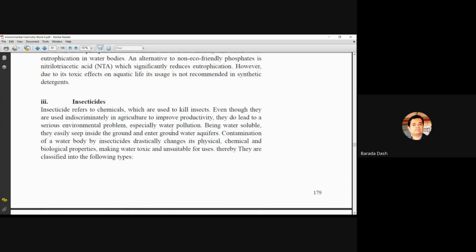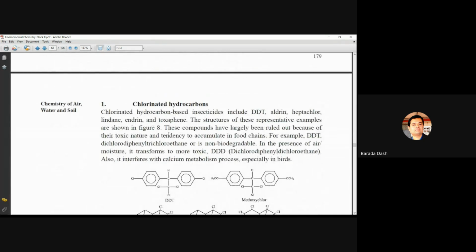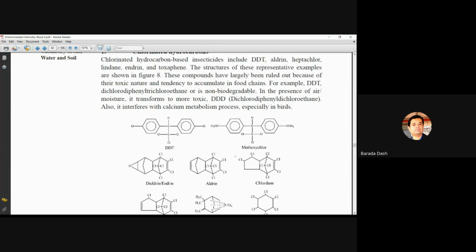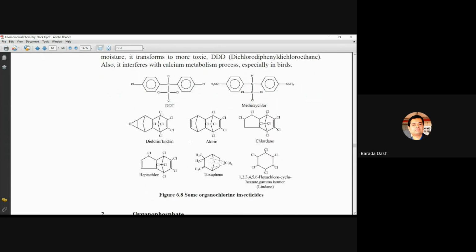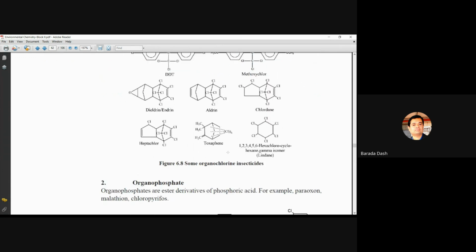Next is insecticides. We use pesticides for agricultural activities and for killing insects, and for household activities also. They pass from our homes, when we are washing, into the water bodies. So insecticide is a part of the water nowadays. Chlorinated hydrocarbons, what are those? DDT, methoxychlor, dieldrin, aldrin, heptachlor. There are many chlorinated organics.